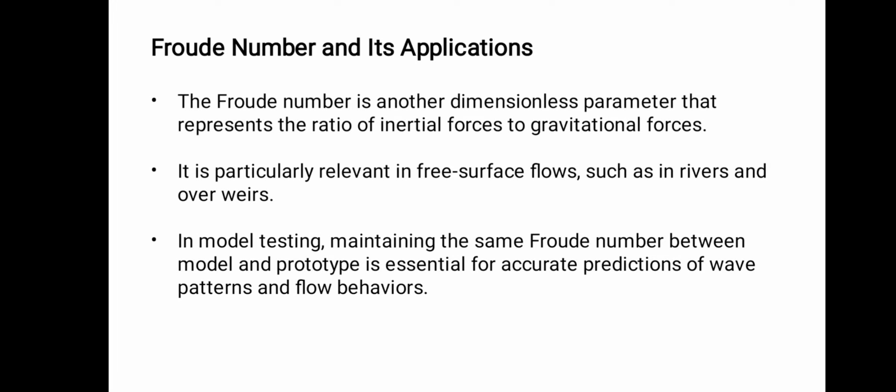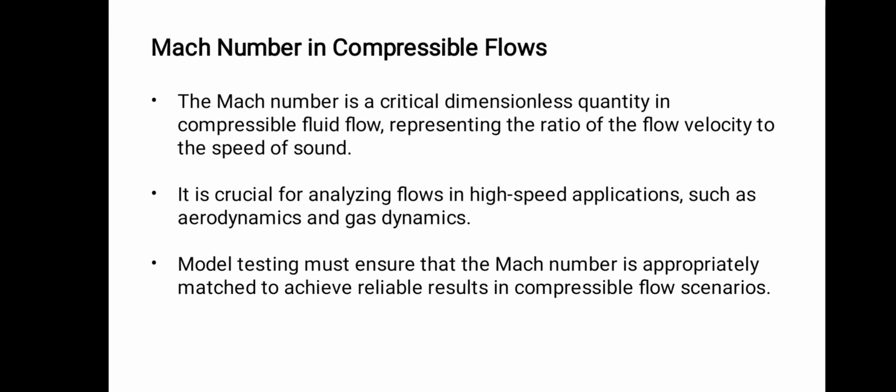If the value of the Froude number is equal to 1, the flow is said to be critical. If the value is greater than 1, the flow is said to be supercritical. If the value is less than 1, the flow is said to be subcritical. It is particularly relevant in free surface flows such as rivers and weirs. In model testing, maintaining the same Froude number between the model and prototype is essential for accurate predictions of wave patterns and flow behaviors.